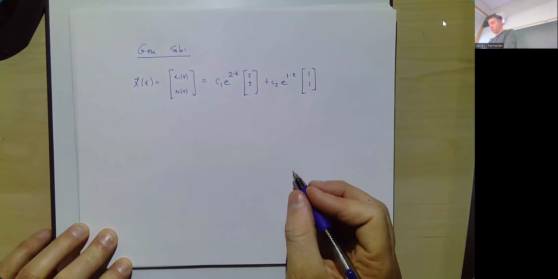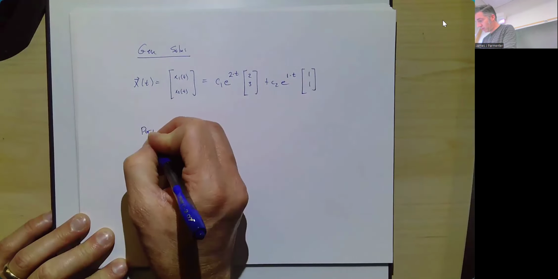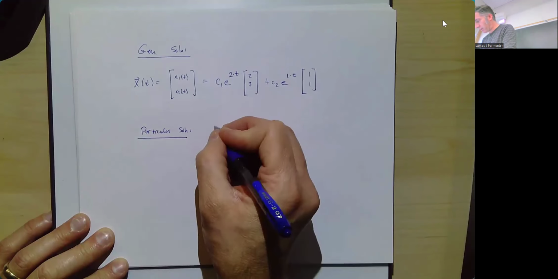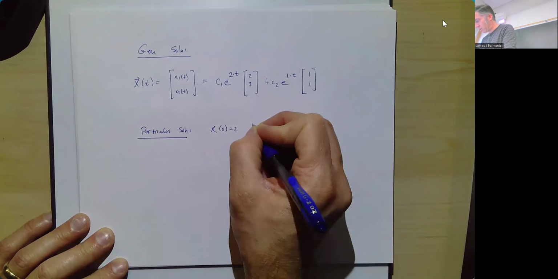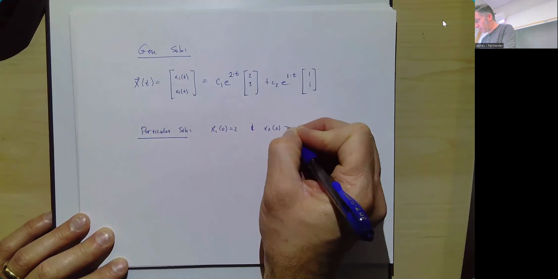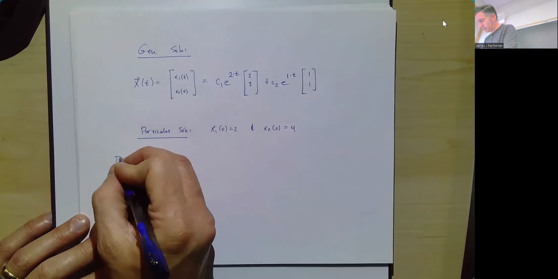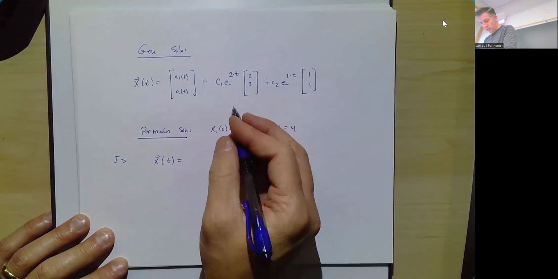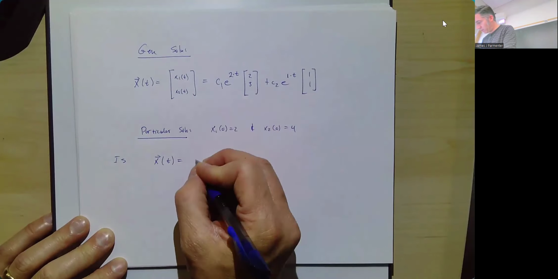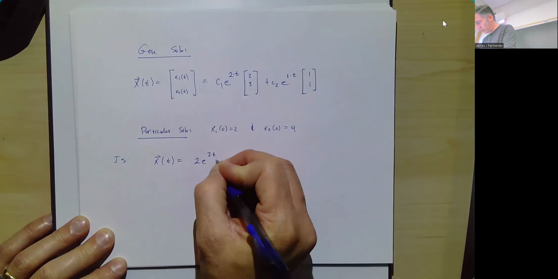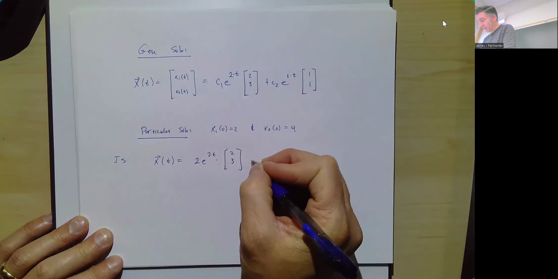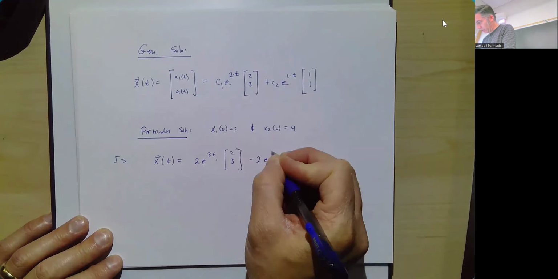And then the particular solution, we just found C1 and C2. The particular solution for x1 of 0 equal to 2 and x2 of 0 equal to 4 is x of t equal to C1, which was positive 2, e to the 2t times 2, 3, plus C2, which was negative, so it's like minus 2, e to the t times 1, 1.